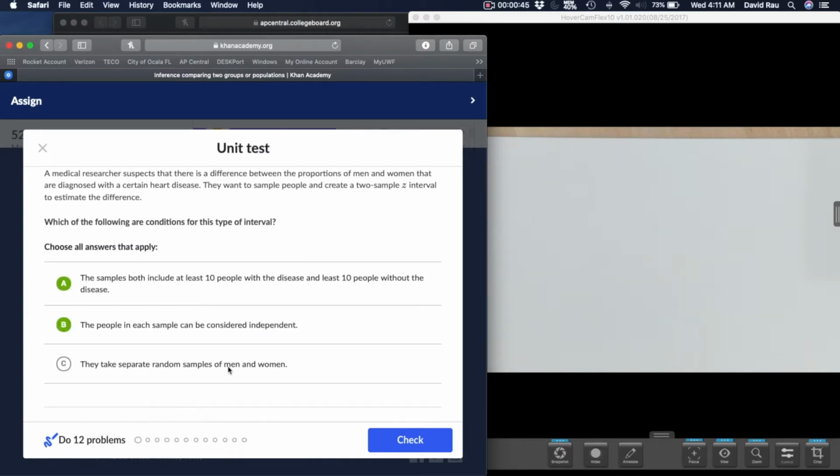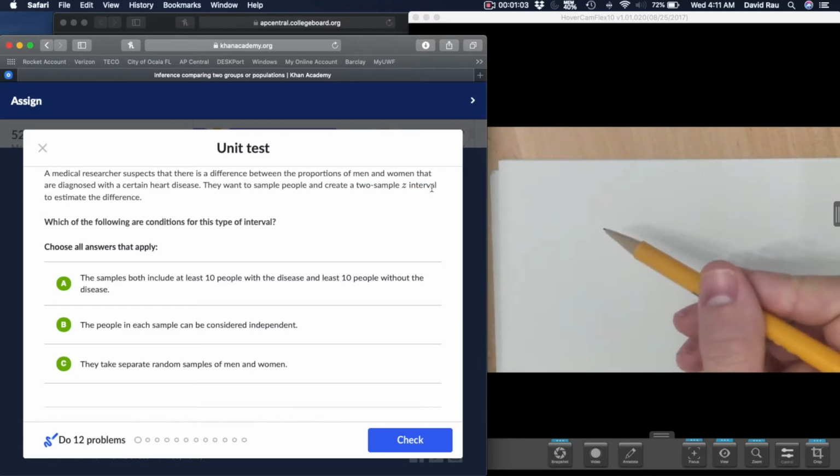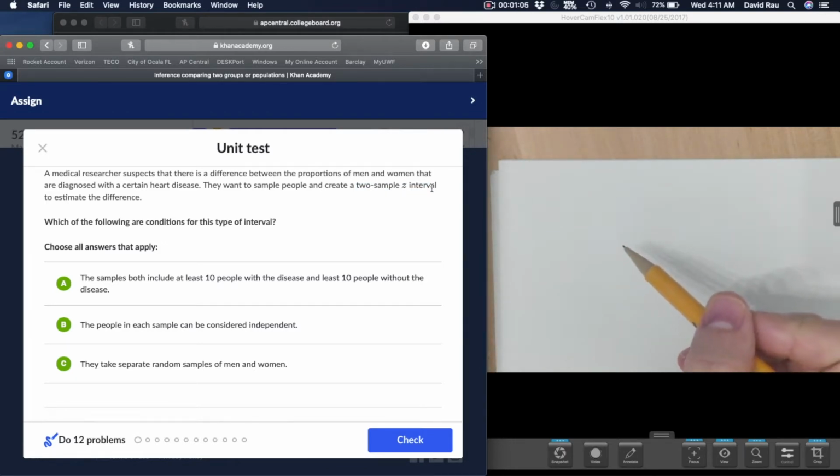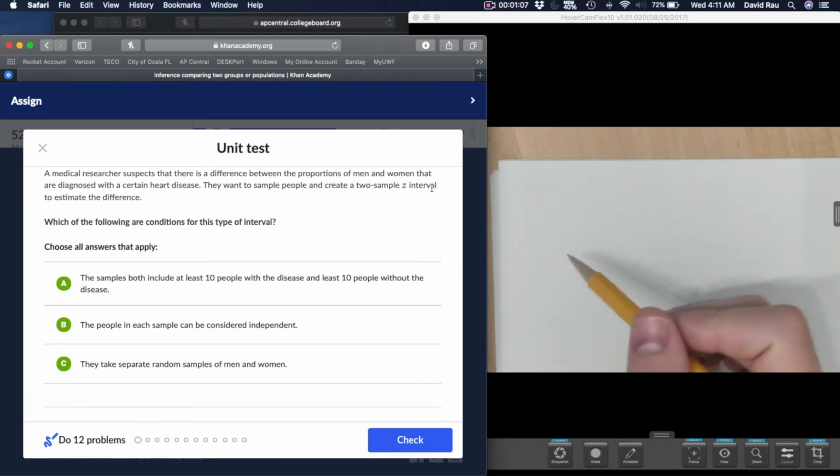And we also need to take separate random samples of men and women. That's the whole idea. If you take one sample and separate it into men and women, you can't call that a two-sample comparison. So that's the difference. If I say I'm going to randomly select 100 people, I'm not guaranteed to get 50 men and 50 women and compare them.